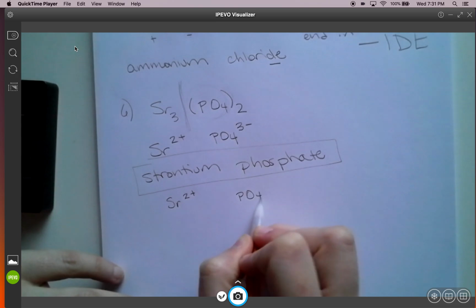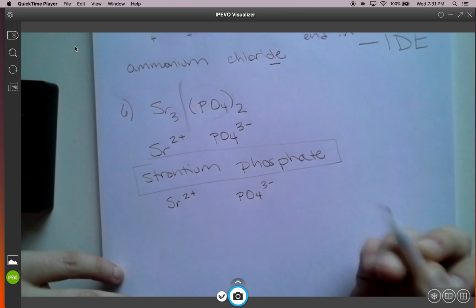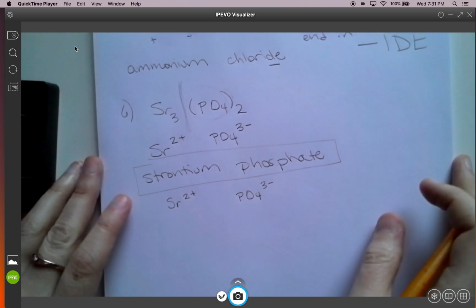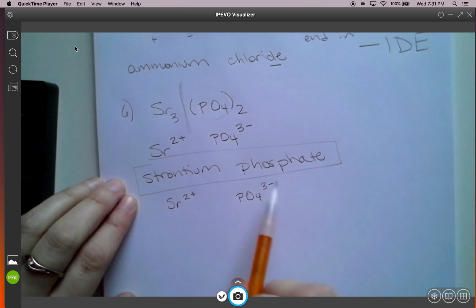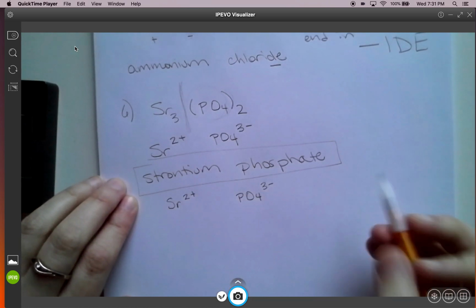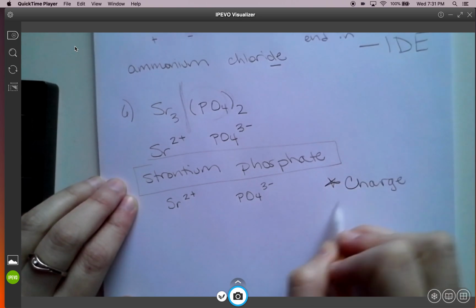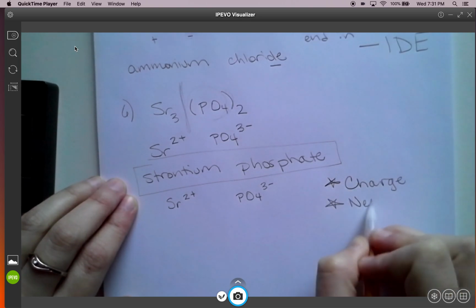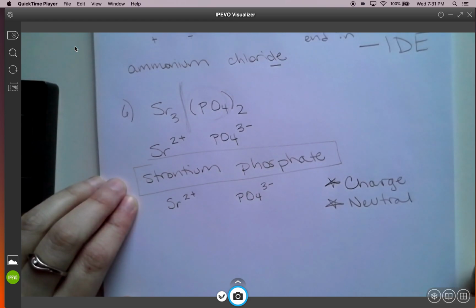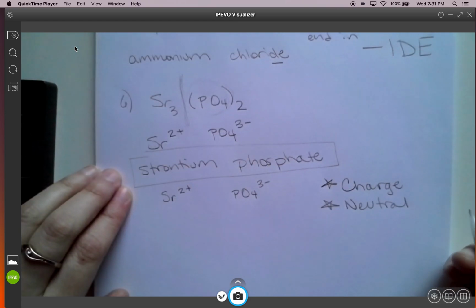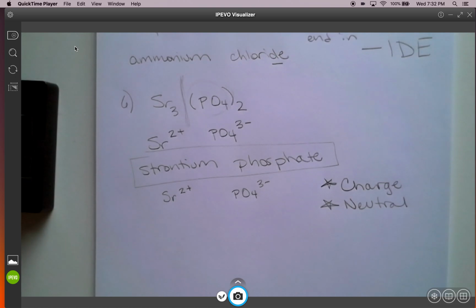So let's just pretend that you are going to take this thing backwards. Now you've got a name and you're going to write a formula. Okay, so same deal. Charge is your key, and your goal is to get this thing neutral. Okay, off we go. It's going to look strikingly similar to writing neutral ionic compounds from last quarter.